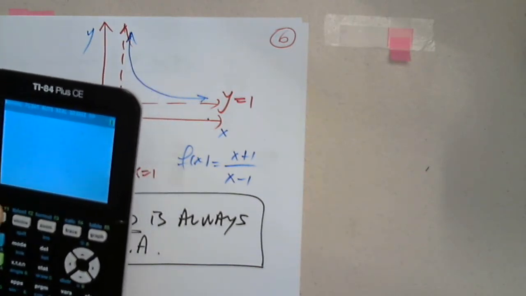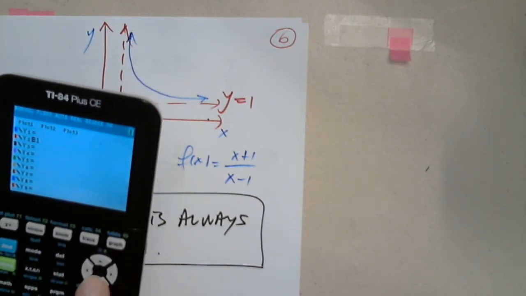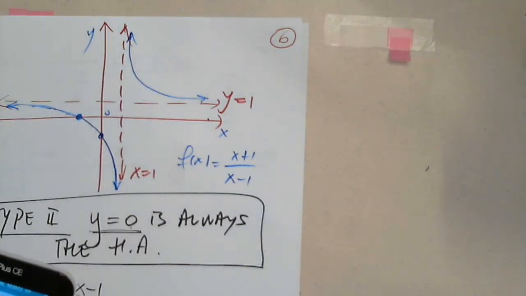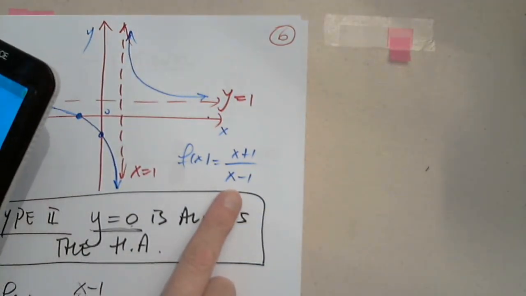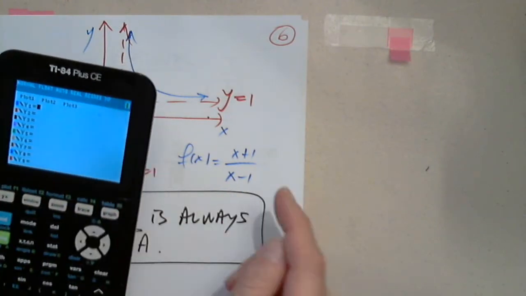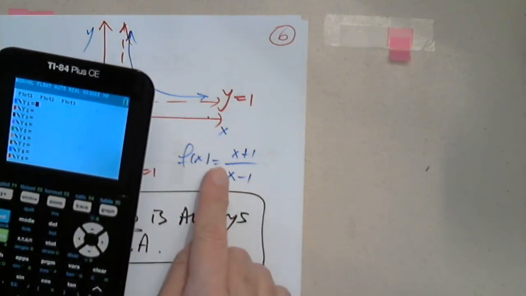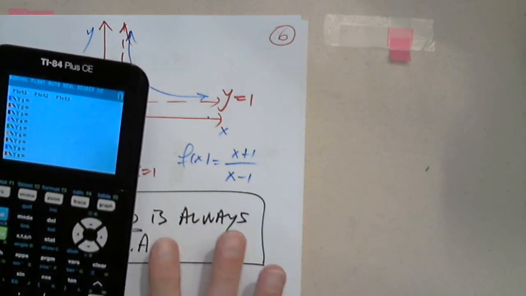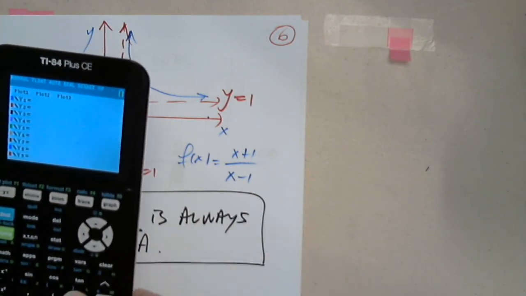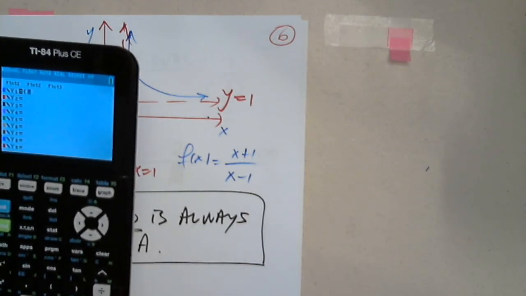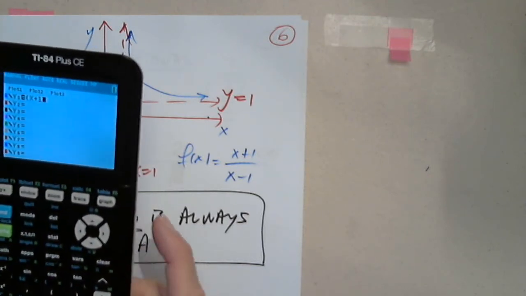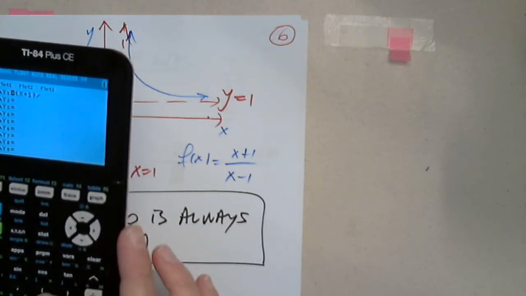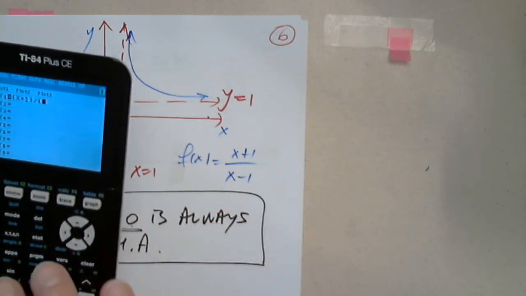Okay. In y equals, clear if you have anything. We have to put in this function. And remember, in the graphing calculator, we have to have parentheses around the numerator and parentheses around the denominator. Don't forget that, because the calculator will not do what we wanted it to do. So parentheses x plus 1. Slow me down or make me stop if you need more time, please. Over x minus 1.